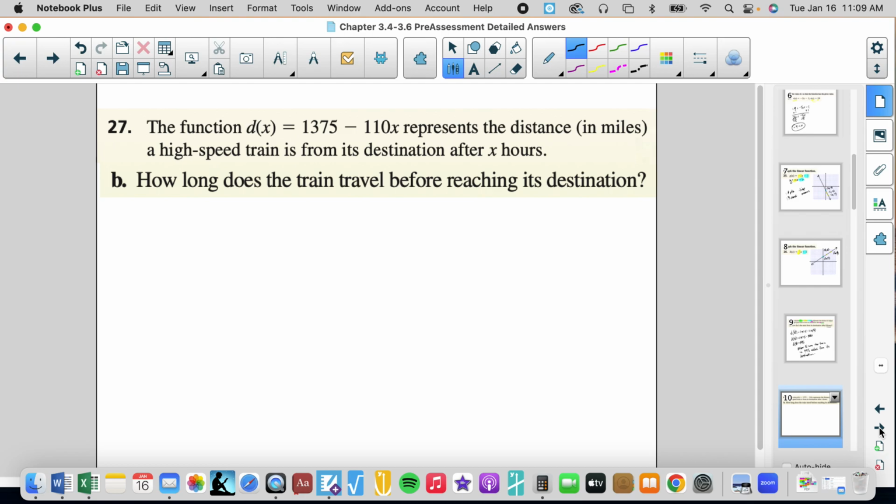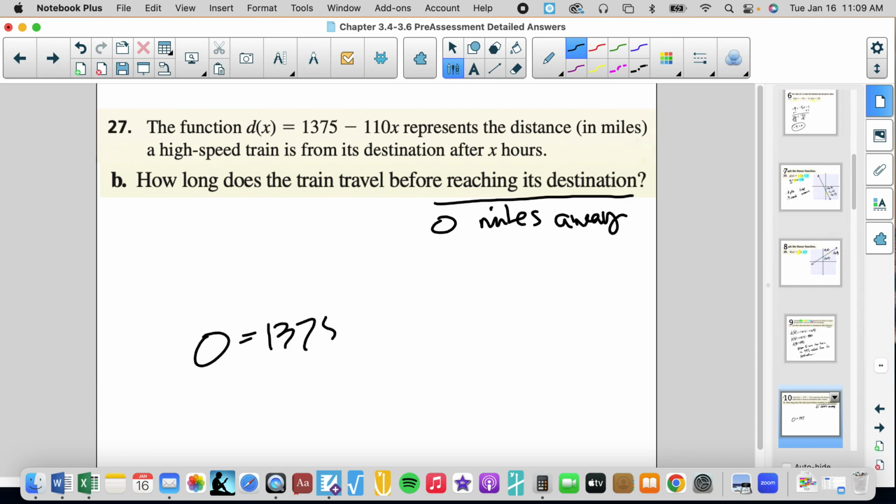The function d of x equals 1375 minus 110x represents the distance. How long does the train travel before reaching its destination? So when you reach your destination, you are 0 miles away. So you're going to substitute d of x equals 0. When is my distance 0? And it wants to solve for x. So we want to know how many hours. X represents the number of hours.